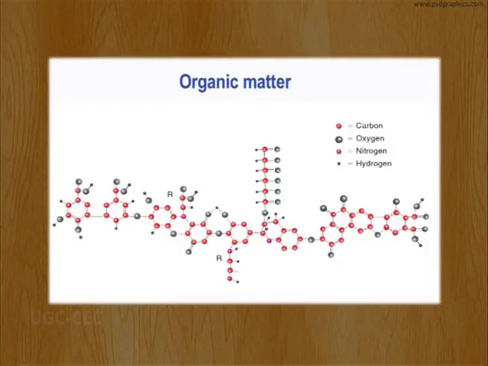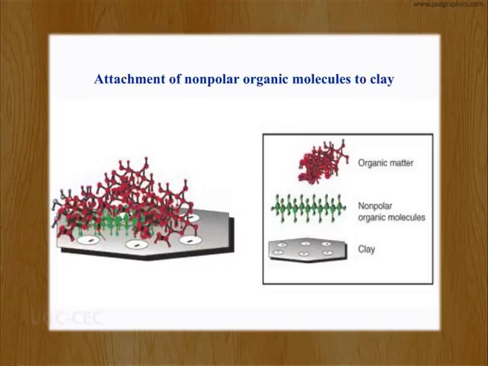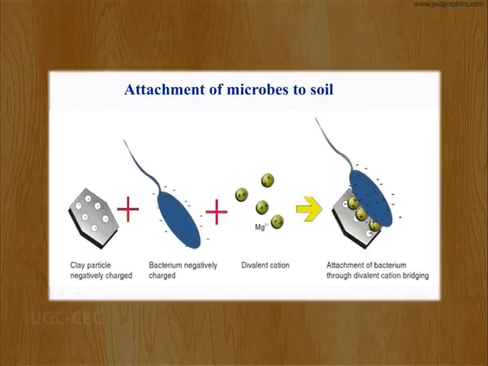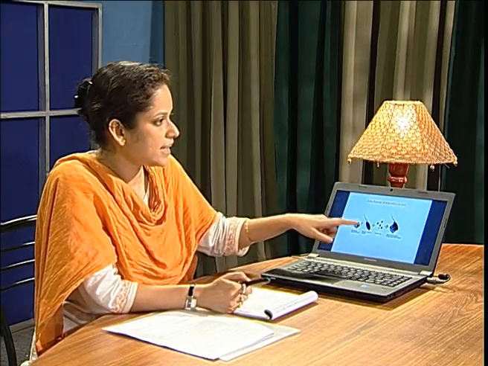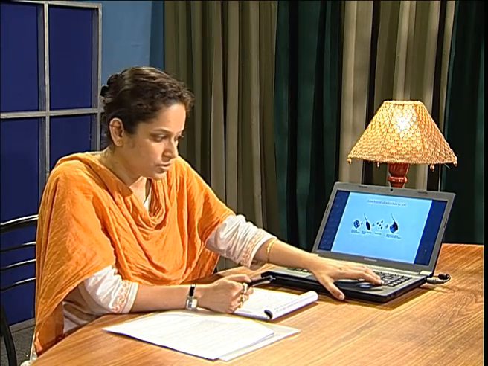So this is the humus, the structure of humus, which is there in the organic matter. We know humus is derived from organic matter. It has both hydrophobic and hydrophilic ends. With the help of humus, what happens? It binds to the nonpolar organic molecules through hydrophobic binding, and these nonpolar organic molecules bind to clay. Again, in a similar way, the clay which is negatively charged helps in the binding of bacterium with the help of divalent cations. So this is known as exchange or sorption of solutes.